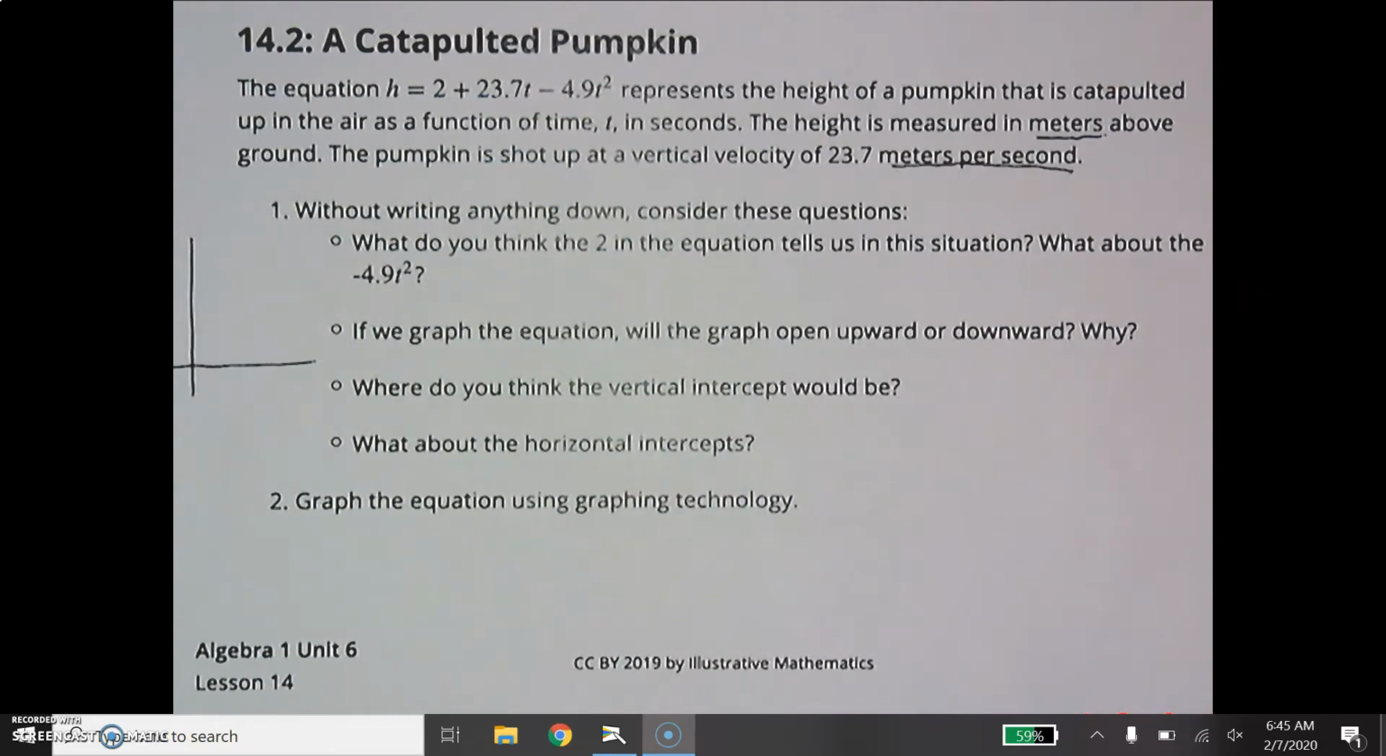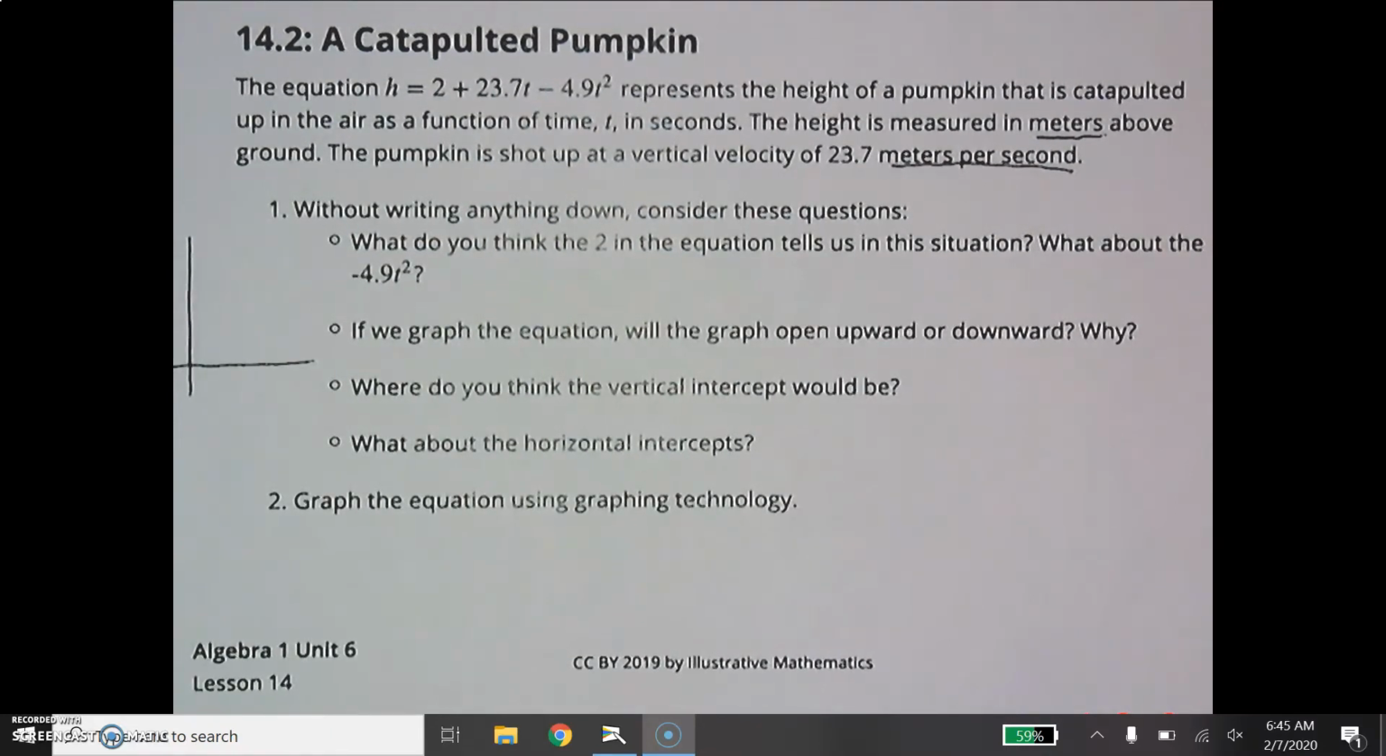What about the horizontal intercepts? Well, it's starting here at 2 feet. We know the pumpkin's going to go up and come back down somewhere, but we're not exactly sure where that is. Just looking at the equation in standard form doesn't make that easy. If we're in factored form, that could help us more easily tell what it's going to be, okay?